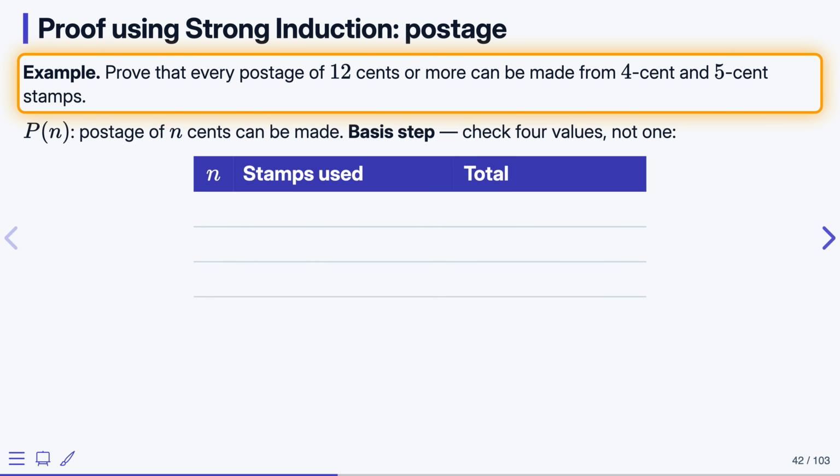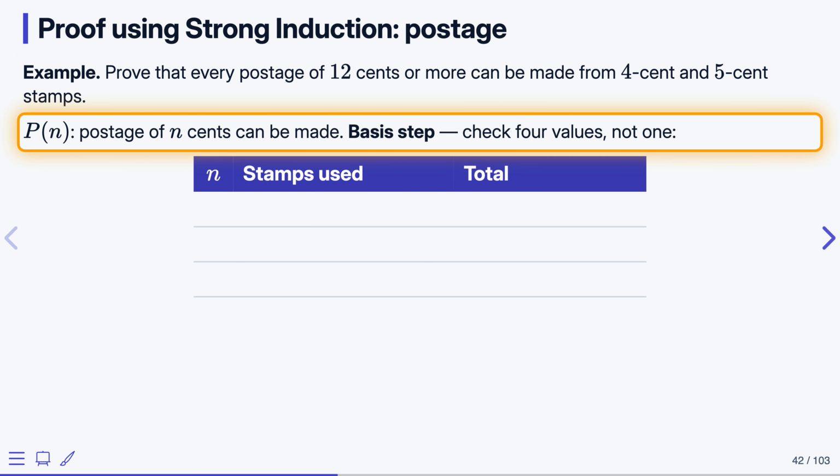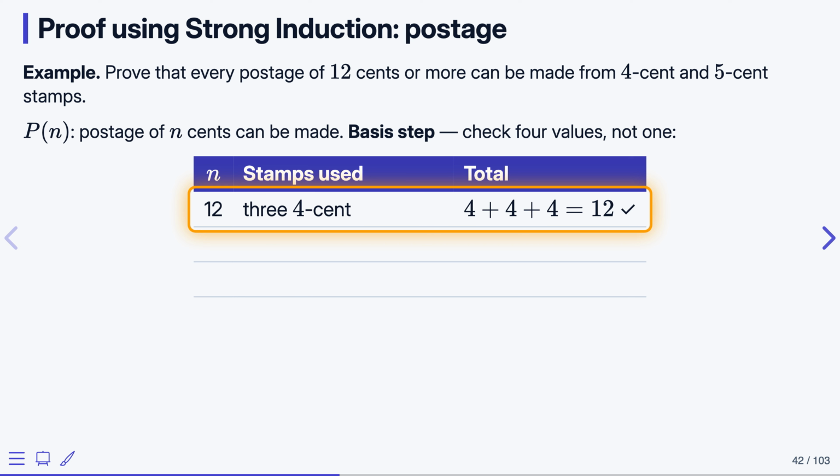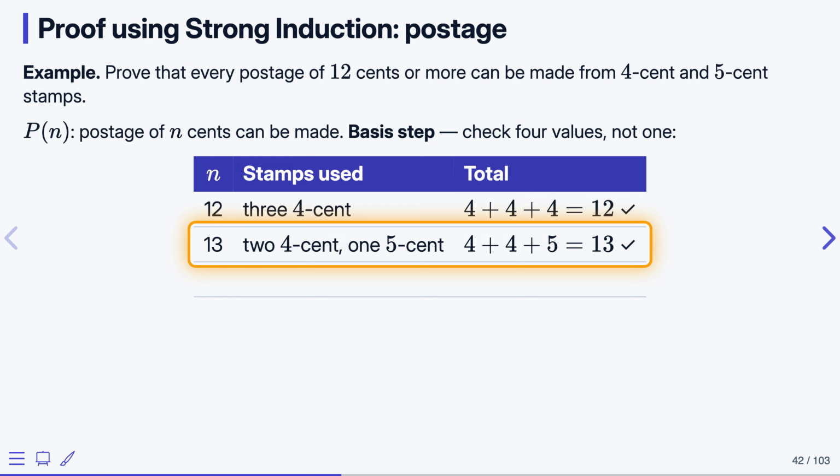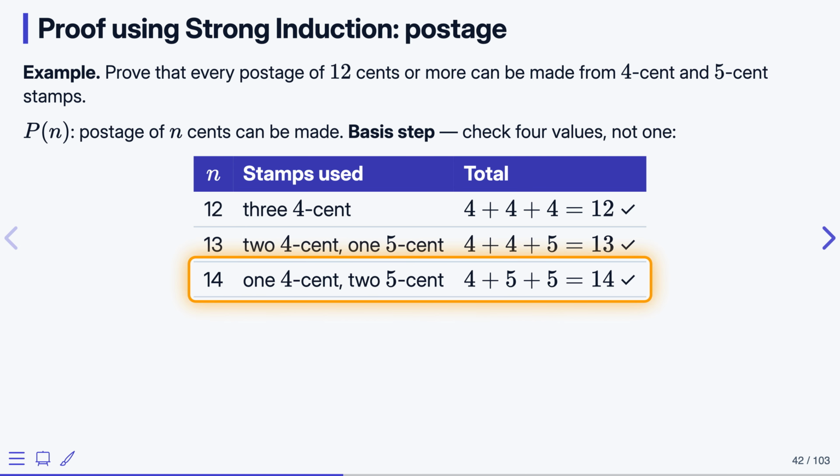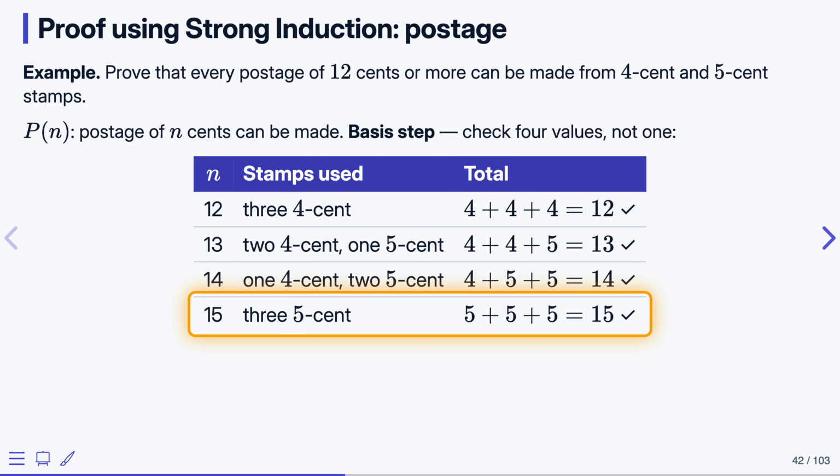A stamps example. We have only 4 cent stamps and 5 cent stamps. We want to make any postage of 12 cents or more. Let P(n) mean we can make n cents from these two stamps. The basis step here checks 4 values, not 1. You will see why in a moment. 12 cents is 3 4-cent stamps. 13 cents is 2 4-cent stamps and 1 5-cent stamp. 14 cents is 1 4-cent stamp and 2 5-cent stamps. 15 cents is 3 5-cent stamps.